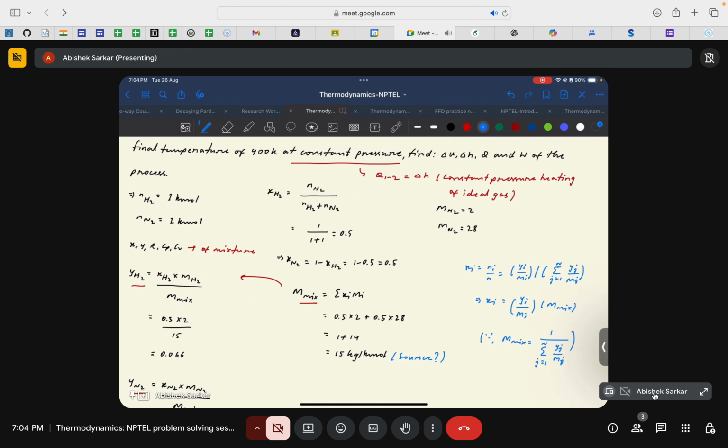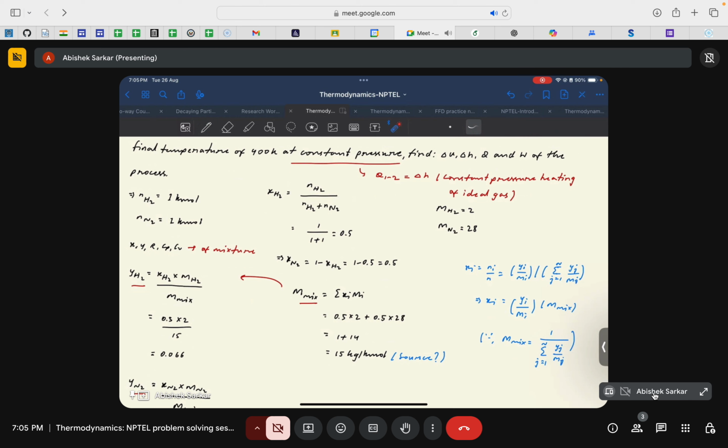So we need to find the individual mass fractions, that is yi. We already know Mi and xi. The other thing that we do not know right now is M mix. Let us now try to find M mix. We know that the molecular weight of the mixture can be given by summation of xi times Mi. So xi is 0.5 times the molecular weight of hydrogen plus the mole fraction of nitrogen, 0.5, times the molecular weight of nitrogen, 28. If you do that, you will get M mix as 15 kg per kilomole.